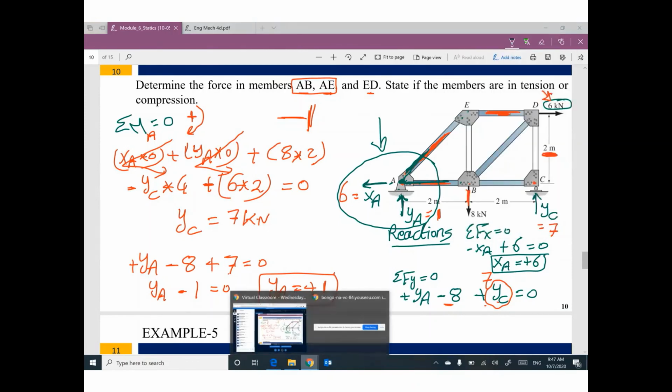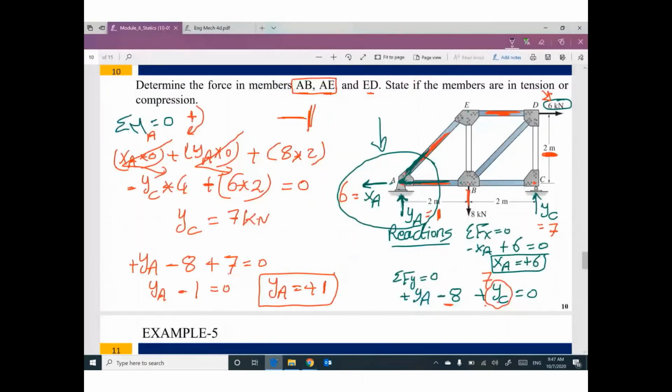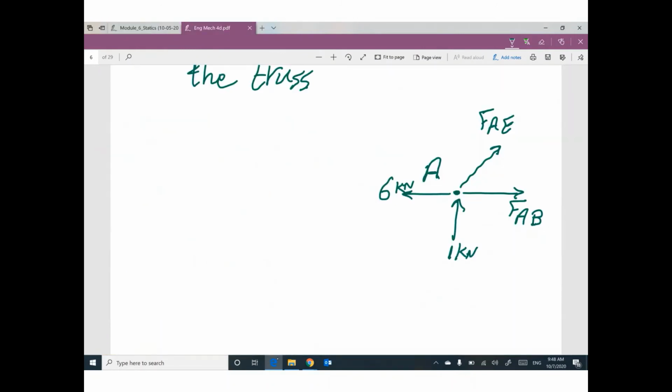No. Okay, by the way, if this length is 2 meters and this length is 2 meters, how much is this angle? 45 degrees. Do you agree? Because this angle is 90 and this length equals this length, this angle will equal this angle, so each of them will be 45 degrees. Guys, I went back to module number 2.